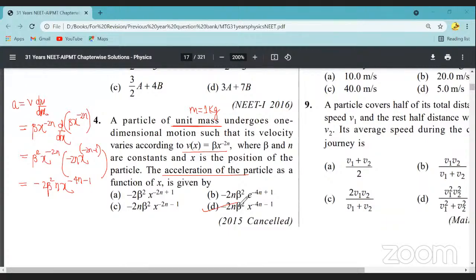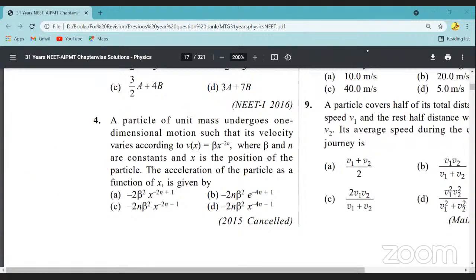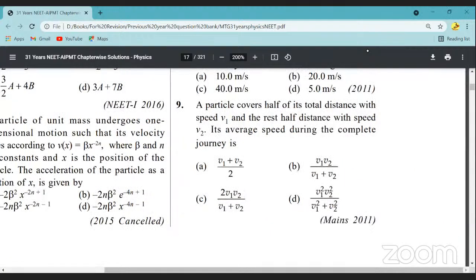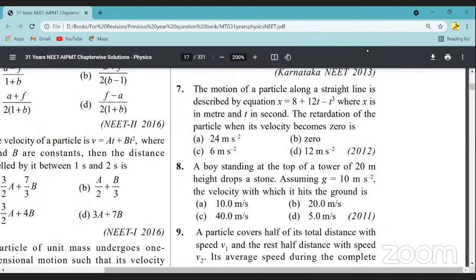Okay, very nice. Very nice. Okay. Let's go to the next question. Okay, this time, let me see who does the question. Who does it first, that I will see. So if anyone solves, then you tell your answer. Tell your option. Okay, chalo question number 5.